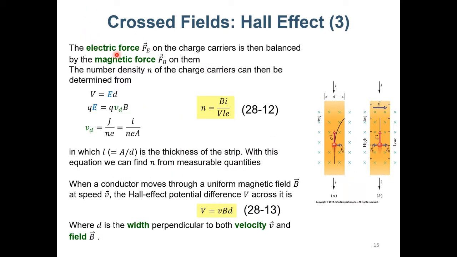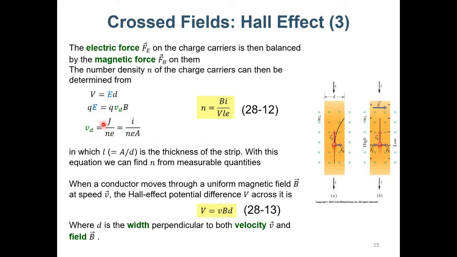So in this case, we can calculate like this. The voltage between the left side and the right side is V, and the E field is E, assuming it's uniform. And the width is d, so V equals Ed, and qE equals q vd B. vd is the velocity of the electron, and vd is J over nq, as we learned in chapter 26. So we have J equals I over A.